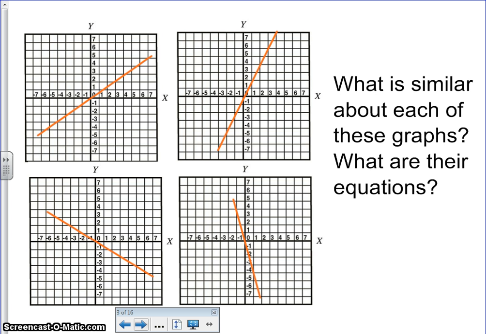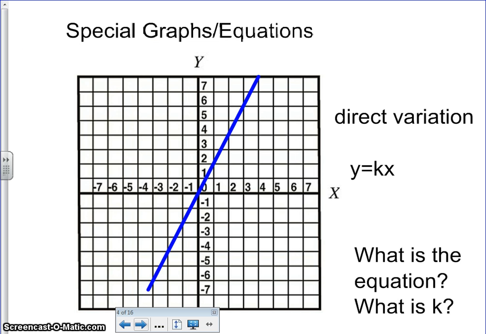All right, first take a look at these four graphs and ask yourself what's similar about each one of them. Well, the most obvious thing that's similar is that they're all straight lines. And the other thing that should become apparent upon a little closer inspection is that all four of these lines go through the origin. They all pass through the point 0, 0. That means that they are examples of direct variation.